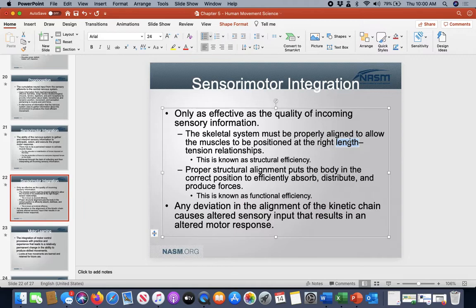Proper, like it says here, proper structural alignment puts the body in the correct position to efficiently absorb, distribute, and produce forces. And that's really what we want. So again, if you have tight hamstrings and you're not really working on your flexibility for those, that's a problem, because ultimately you're not going to be able to absorb force, you're not going to be able to distribute it across multiple muscles, and you're not going to be able to produce the right amount of force because things are so tight. Okay, so the body detects that.